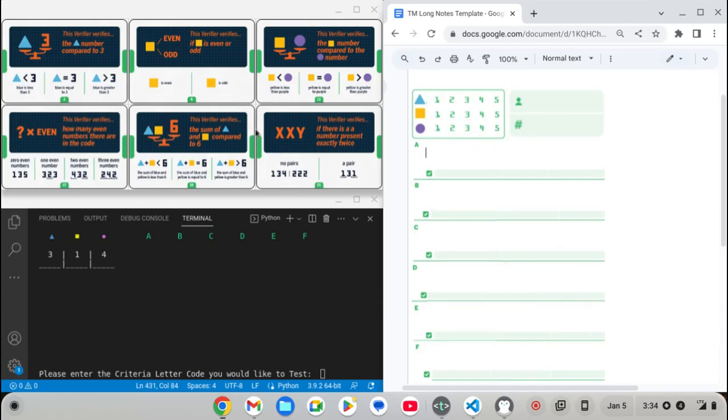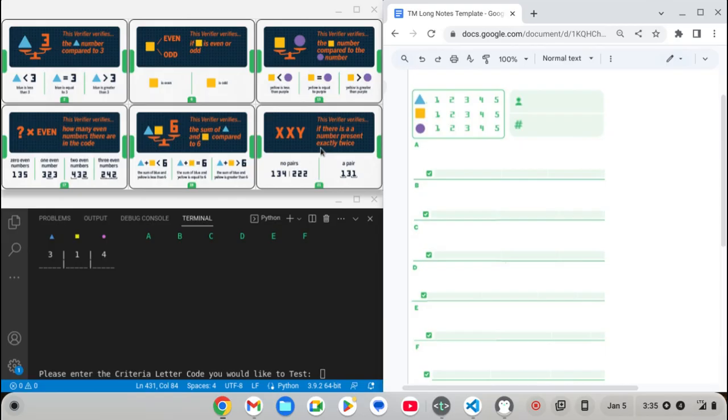Criteria card E will take a look at our first 2 digits, triangle and square, add them up, and compare the sum to the number 6. So should the sum be less than 6? Should it be equal to 6? Or should the sum be greater than 6?